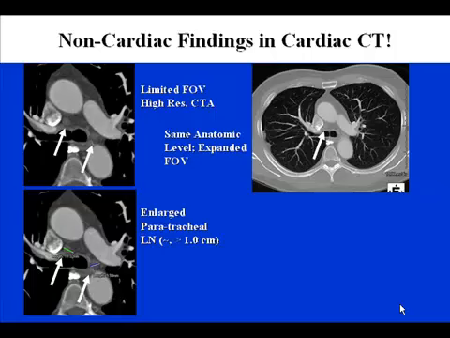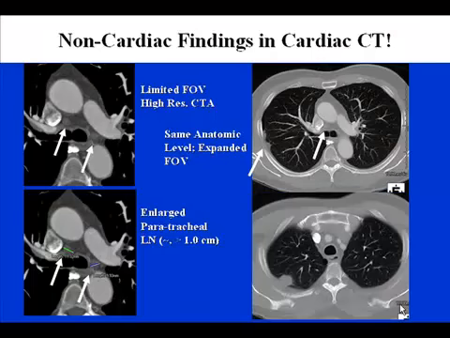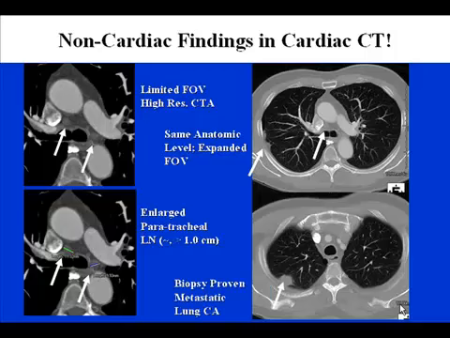If we take that same level but expand the field of view to include the entire chest, you can also see that there are some abnormalities in the peripheral pleural surfaces, which are of some concern. But slightly above this area, more cephalad, you can see a clear soft tissue mass, which was ultimately discovered to be a metastatic lung cancer.